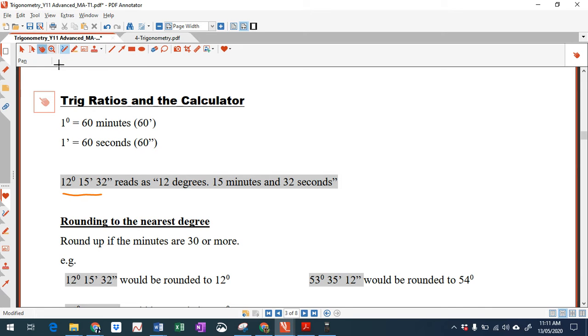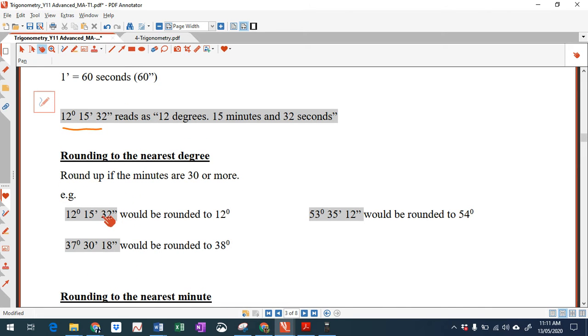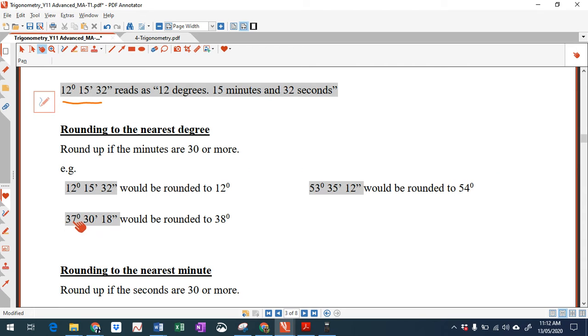All right. Now, rounding to the nearest degree, 12 degrees, 15 minutes and 32 seconds would be 12 degrees to the nearest degree. Okay, because we round up if it's 30 or more. So if you look at the minutes here, that's not 30 or more, so this stays as 12. Over here, we've got 37 degrees, 30 minutes and 18 seconds. That rounds to 38 degrees because the minutes is 30 or more. And 53 degrees, 35 minutes and 12 seconds rounds to 54 degrees because this minutes here is 30 or more, so we round up to the next degree.